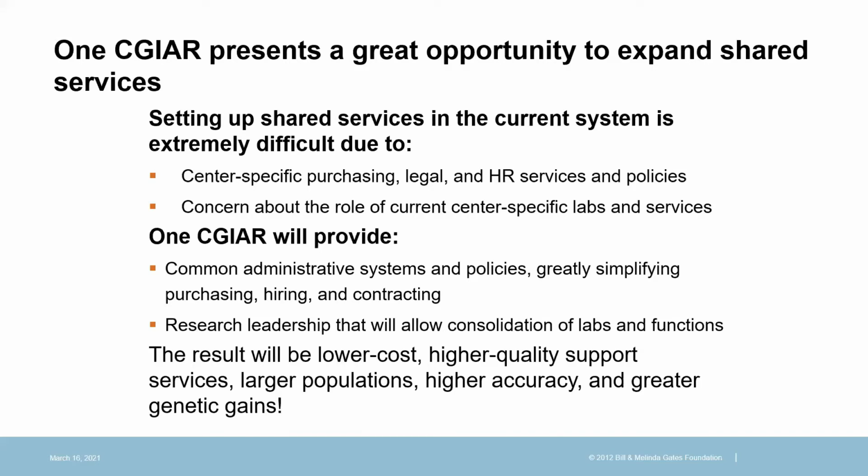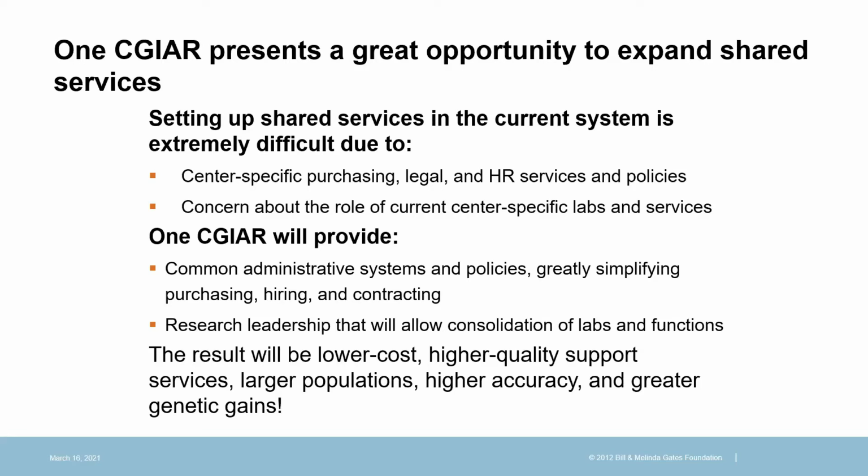One CG will provide a common administrative framework and policies. This will take some time to put in place, but it should, over the next couple of years, greatly simplify purchasing, hiring, and contracting. And I keep my fingers crossed as I say this, because the proof will really be in the pudding. But it will also put in place a research leadership that has responsibilities and accountability above the level of the crop and center. And this should allow consolidation of labs and functions for greater efficiency.